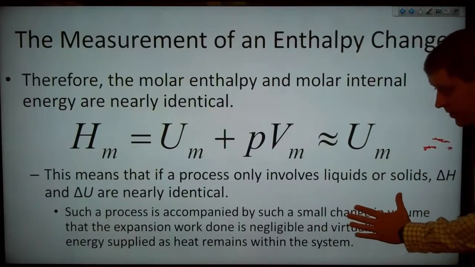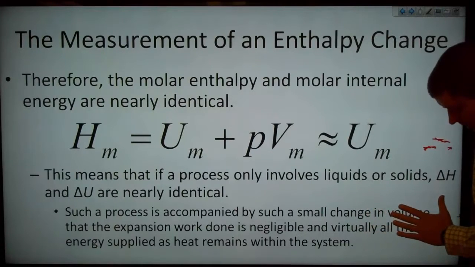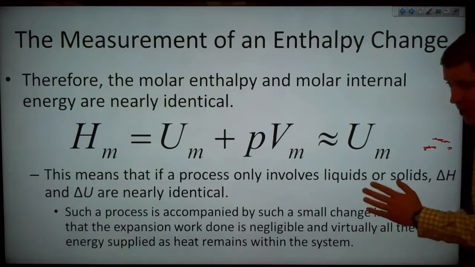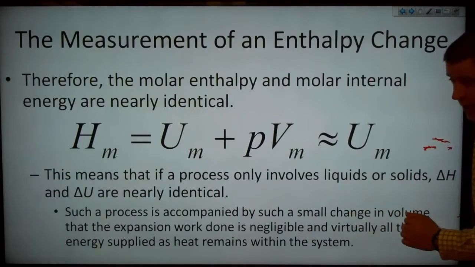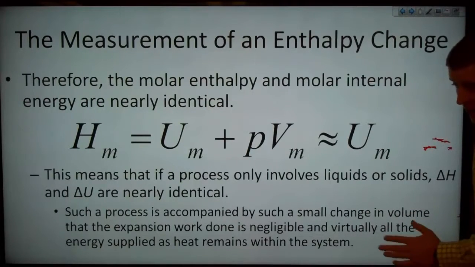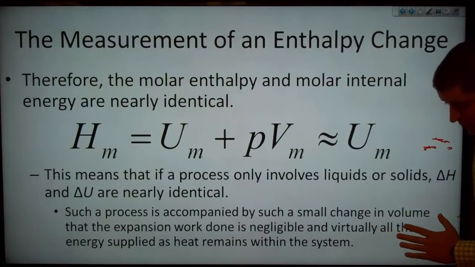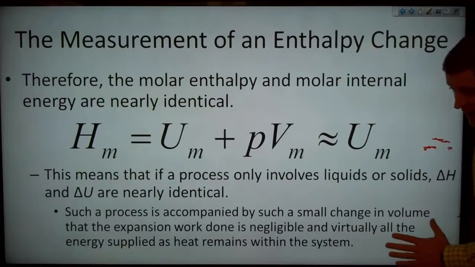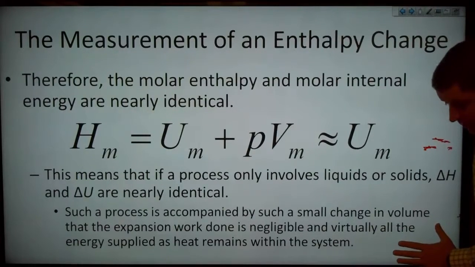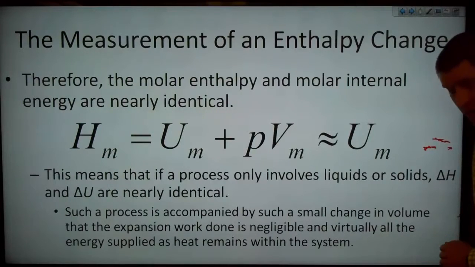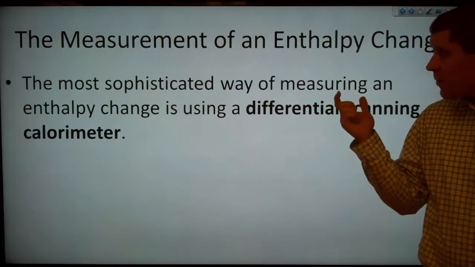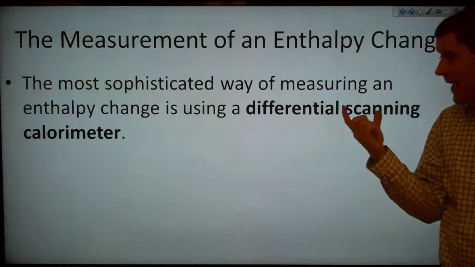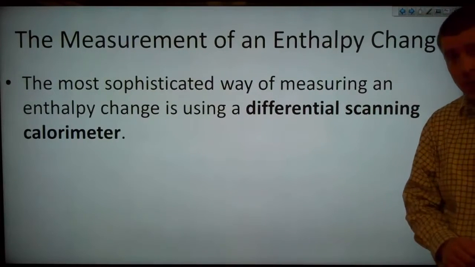And this means that if a process only involves liquids or solids, then delta H and delta U are nearly identical. Such a process is accompanied by such a small change in volume that the expansion work done is negligible, and virtually all of the energy supplied as heat remains within the system. The most sophisticated way of measuring an enthalpy change is using a differential scanning calorimeter.